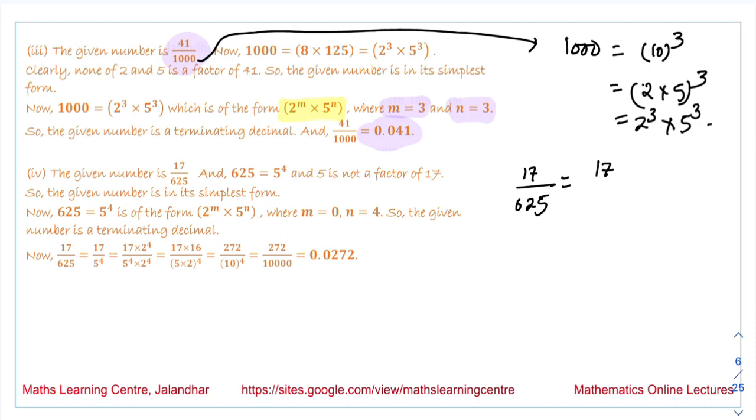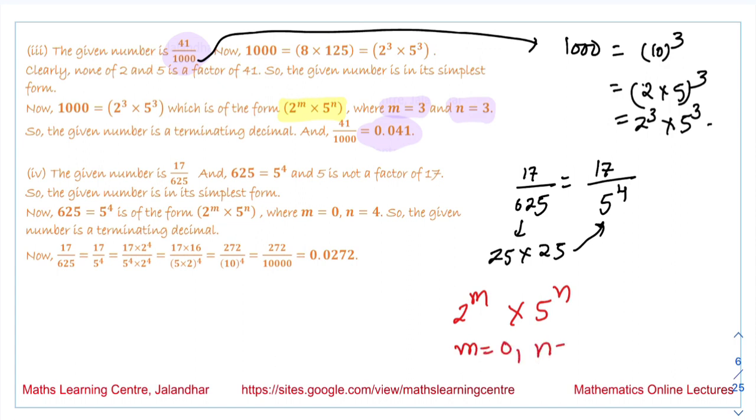Now next is 17 by 625. You can write it like 17 by 5 raised to the power 4. 625 is 25 into 25, and this is 5 raised to the power 4. So we are saying that this number is of the form 2 raised to the power m into 5 raised to the power n, where m is equal to 0 and n is equal to 4.